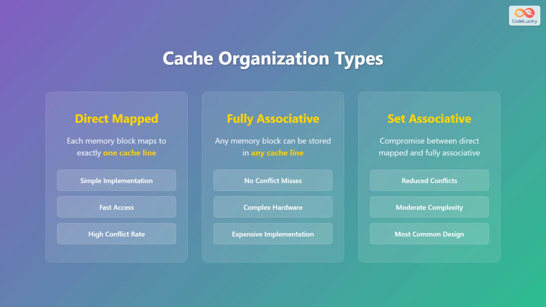Some of the features of direct mapped cache are its simple implementation, fast access, and high conflict rate. Fully associative cache has features like no conflict misses, complex hardware, and expensive implementation. Set associative cache has features like reduced conflicts, moderate complexity, and is the most common design.